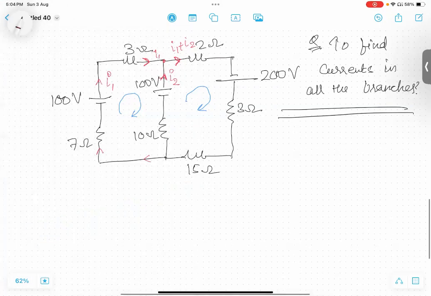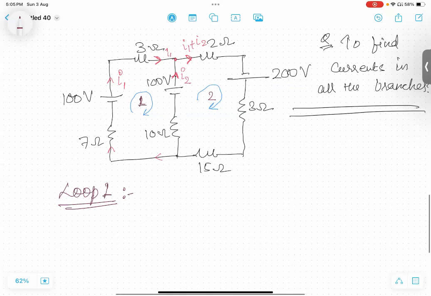So I'm going to take loop 1. This is my loop 1. This is my loop 2. So I'm taking loop 1. In loop 1, I am going to start from this point. At this point, I will assume the potential is 0.